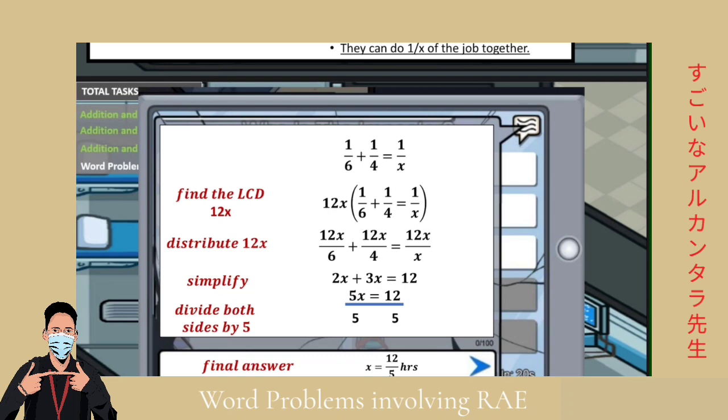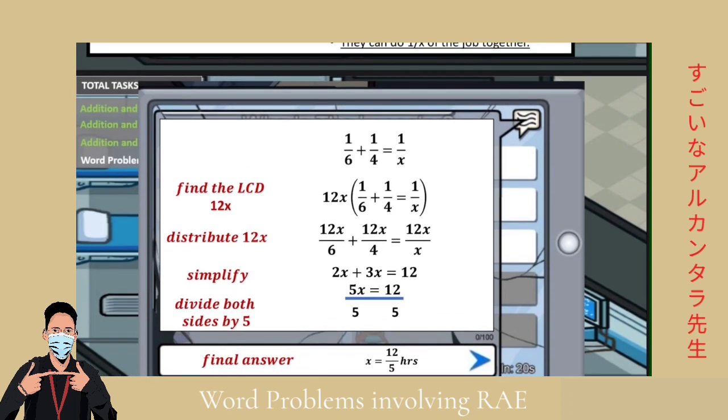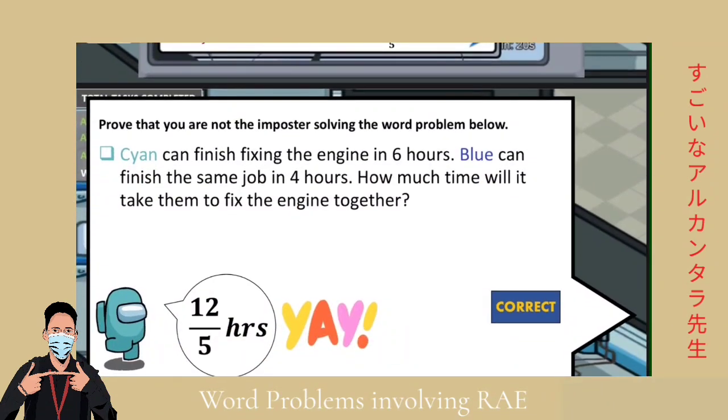We now have 12x over 6, 12x over 4, and then 12x over x. So 12x divided by 6 is 2x. 12x divided by 4 is 3x. So 2x plus 3x, that's 5x. And then 12x divided by x, it's equal to 12. So now you have 5x is equal to 12. Divide both sides by 5 to get the value of x. The answer is 12 over 5 hours. So that means that cyan is actually correct.